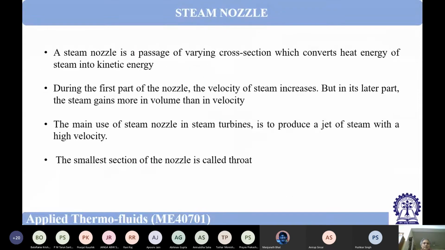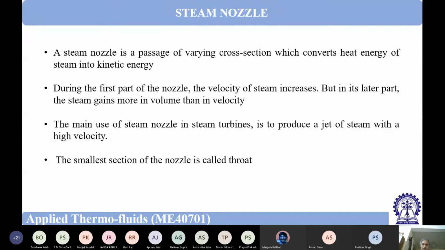So basically, let us go through quickly. These are not very important. A steam nozzle is a passage of varying cross section which converts the heat energy or thermal energy of steam into kinetic energy. During the first part of the nozzle, that means initially when the steam is entering the nozzle, the velocity of the steam increases, but in the later part, the steam gains more volume than velocity. There is some sort of expansion, but not that much increase in velocity.